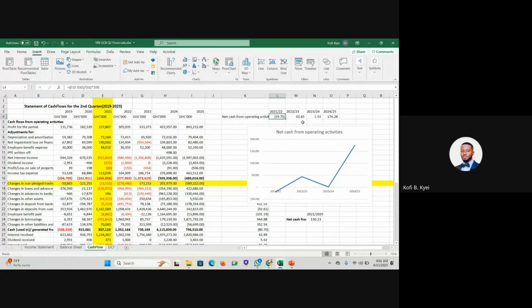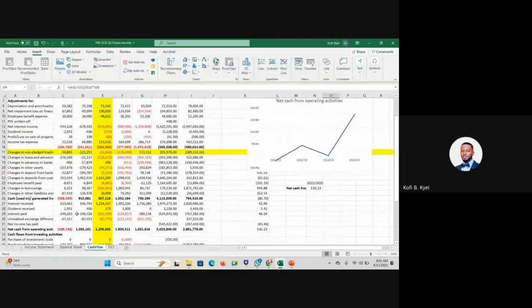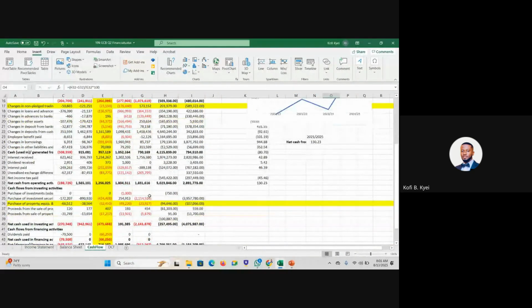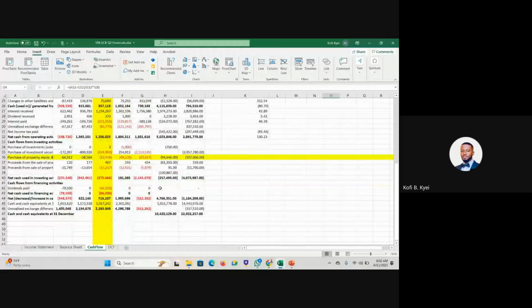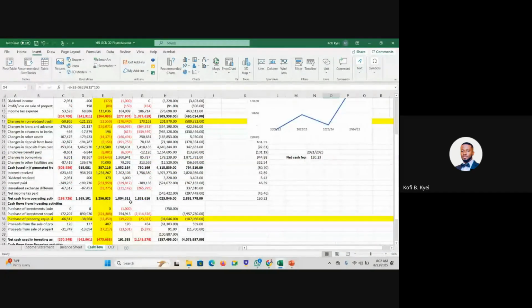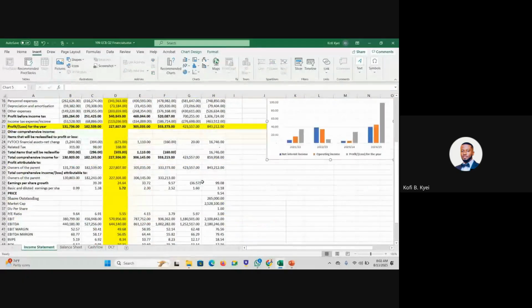Okay, so these are the trends. From the analysis, you are supposed to do a trend analysis, and this is simply how to go about it. Very simple. Please, any questions up to this point? Any questions up to this point?